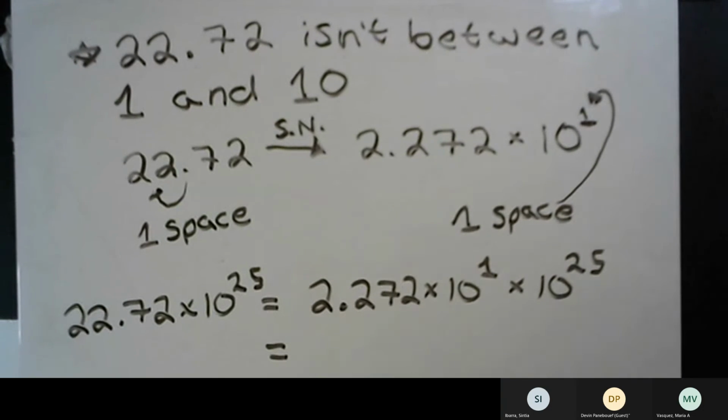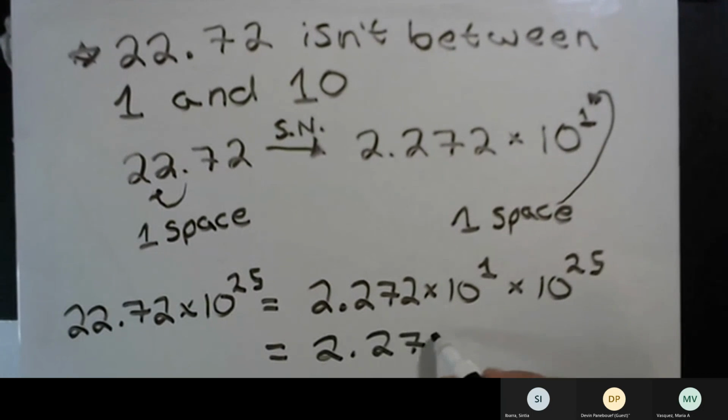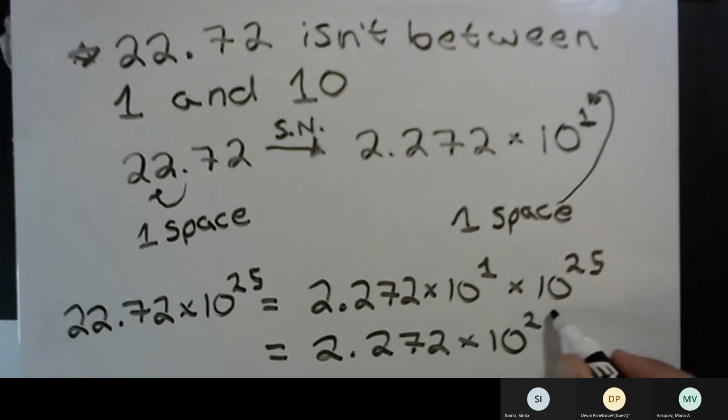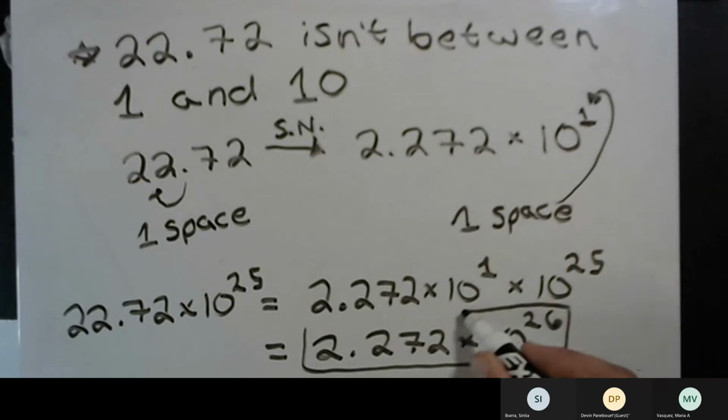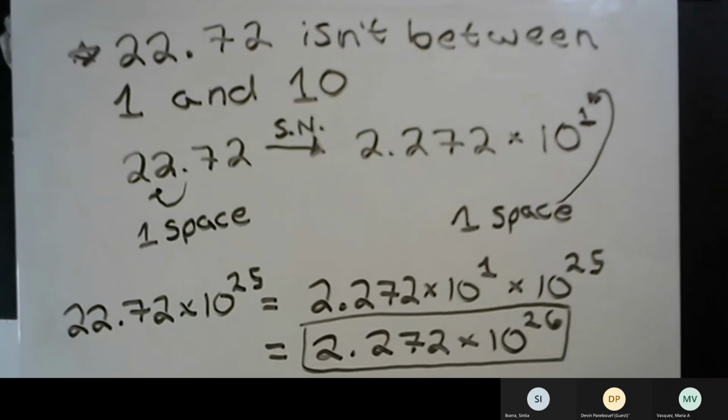And now we just combine those 10s, we get 2.72 times 10 to the 26. So now we have the true answer. Questions about that? All right.